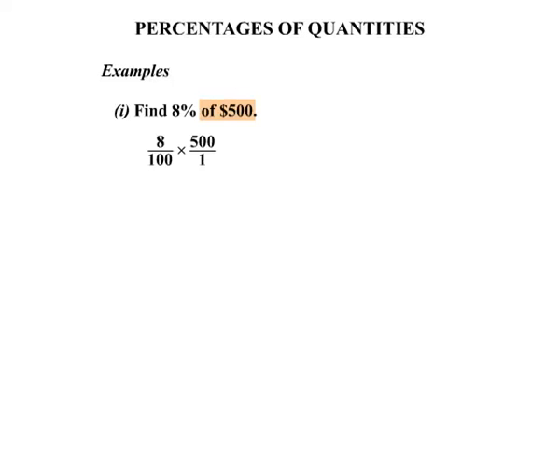Rather than just leave that as 500, write that as a fraction, 500 over 1. Now we can see that the 500 has two zeros, and so does the 100 on the bottom, so those zeros can cancel. On the top, 8 times 5 is 40. On the bottom, 1 times 1 is 1, but because it's on the bottom, we can ignore it. So our answer there is 40.